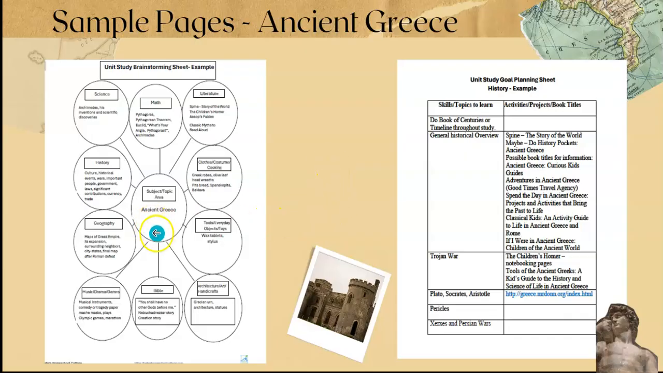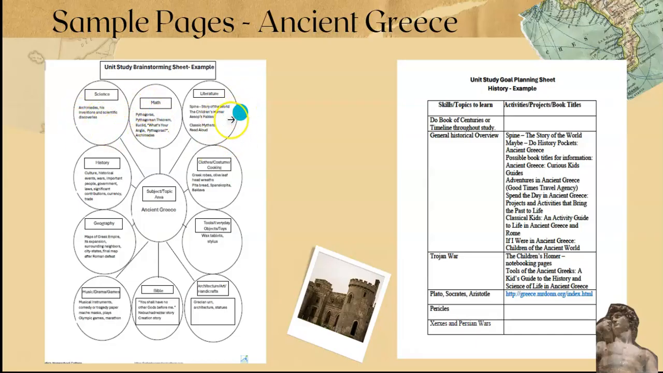So you can see that I put ancient Greece as my time period, and then up here for math, we looked at Pythagoras, we looked at the Pythagorean theorem, we looked at Euclid, and here's a book title that I came across, What's Your Angle, Pythagoras? And we looked at Archimedes. And the same thing for science. Archimedes had several important scientific discoveries, so we were able to tie in some math and science.